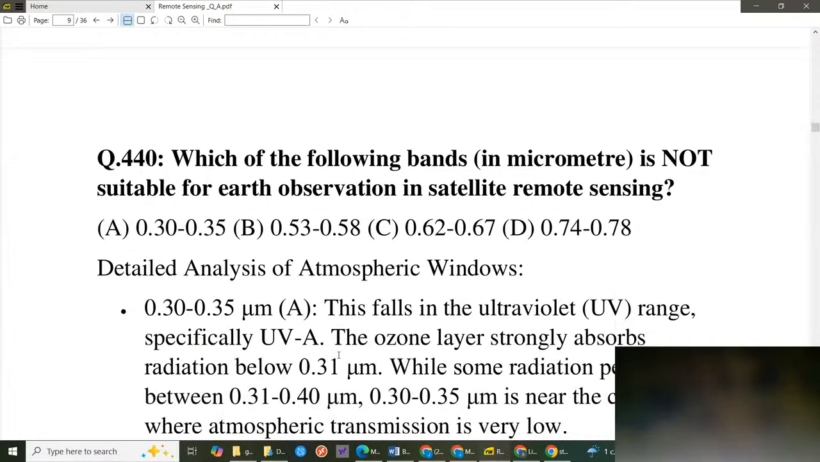Which of the following bands in micrometer is not suitable for Earth observation in satellite remote sensing? Option A is 3.3, then 6.3, and so on. Okay, we will take a 2 minute break, then we will talk.